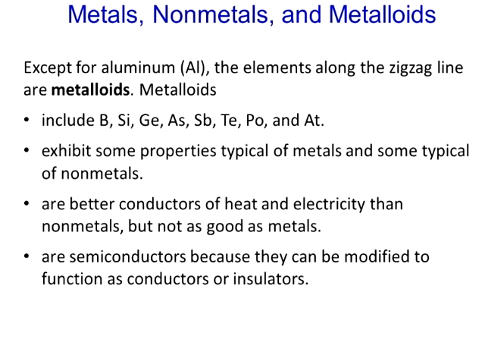Metalloids are better conductors of heat and electricity than nonmetals. Let me repeat that. Metalloids are better conductors of heat and electricity than nonmetals, but not as good as metals. That's important to note. As semiconductors, they're very useful because they can be modified as conductors or insulators. So they have the ability to function as a conductor or an insulator, and that is a unique property of metalloids. That's an important feature depending on how they are modified.